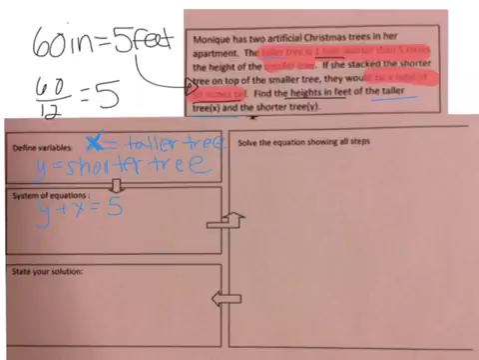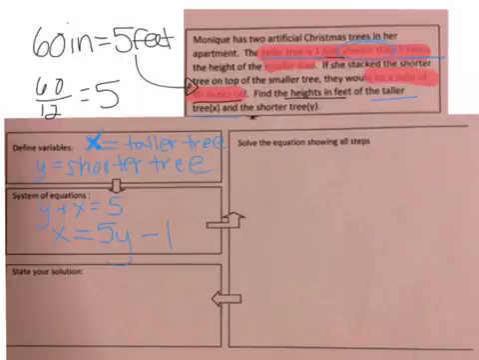Now it says the taller tree is x, and that is your equal sign. It is 1 foot shorter than. So I'm going to subtract 1 foot from whatever I have, shorter than 5 times the smaller tree. 5 times the smaller tree is y, that's 5y.